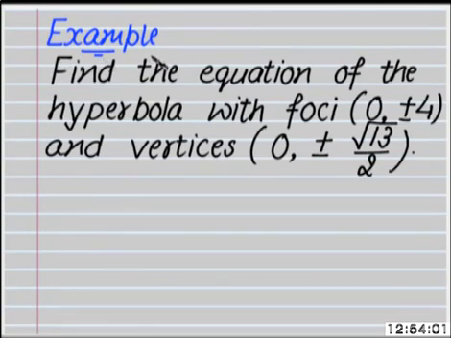Now let's see another example. Find the equation of the hyperbola with foci having coordinates 0 and plus minus 4 and vertices having coordinates 0 and plus minus root 13 by 2.